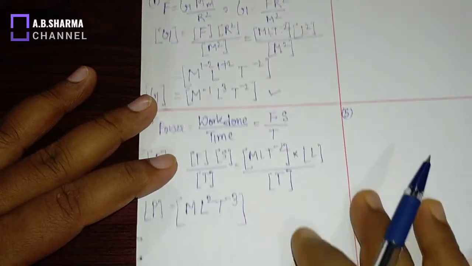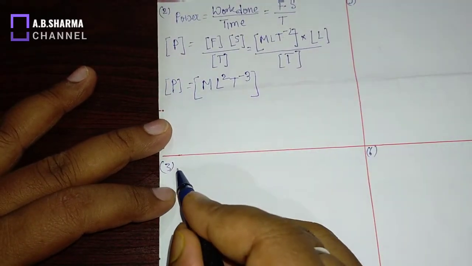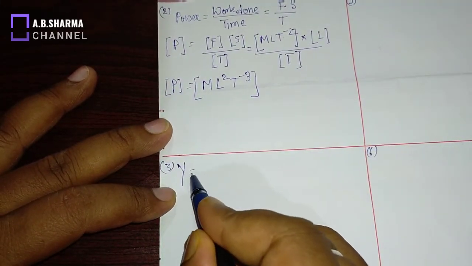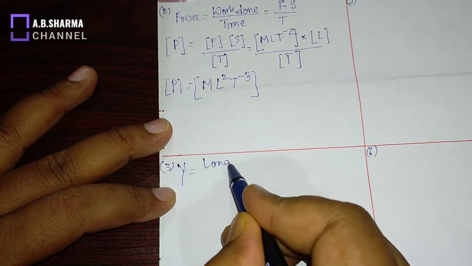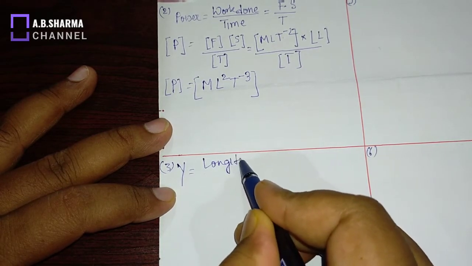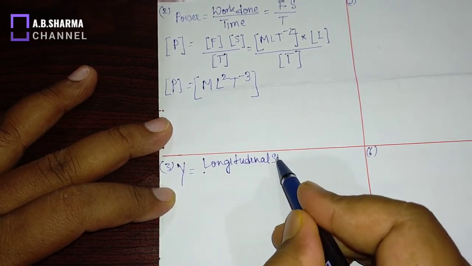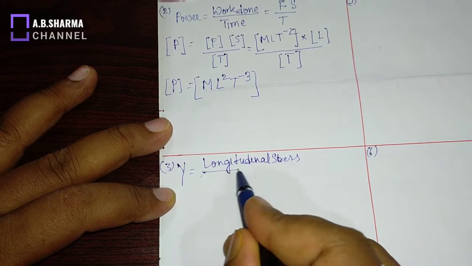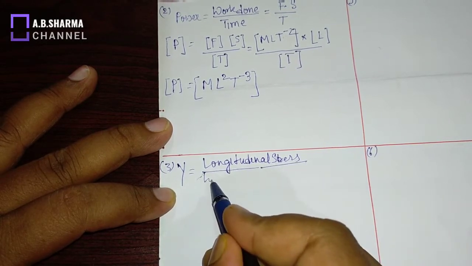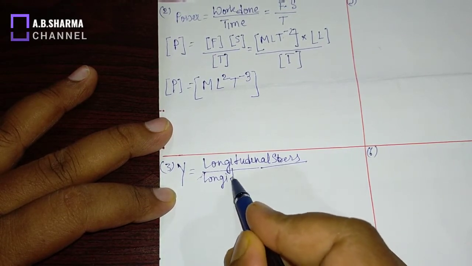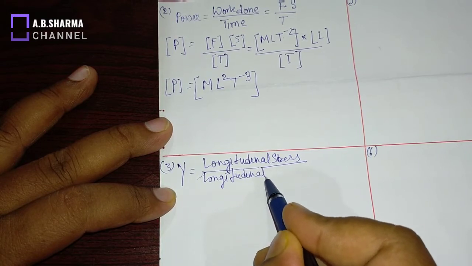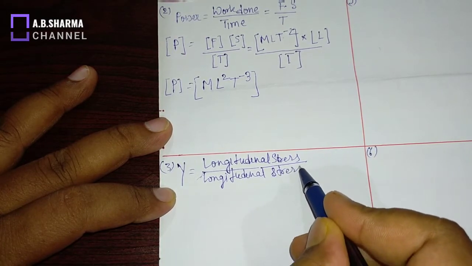Third question is Young's modulus. What is Young's modulus? Young's modulus is the ratio of longitudinal stress over longitudinal strain. This is the Young's modulus.